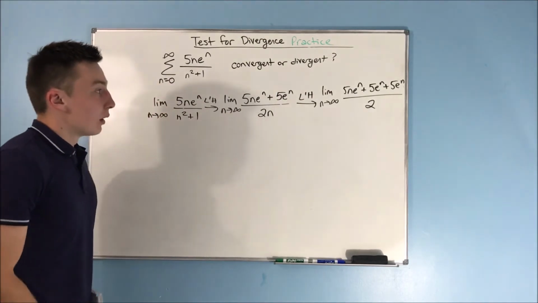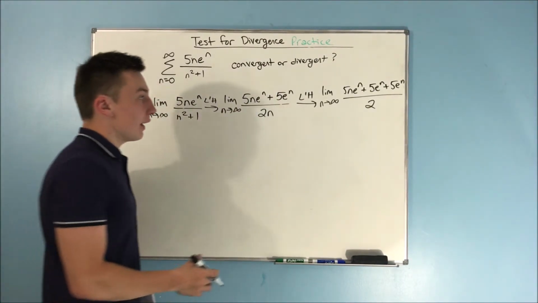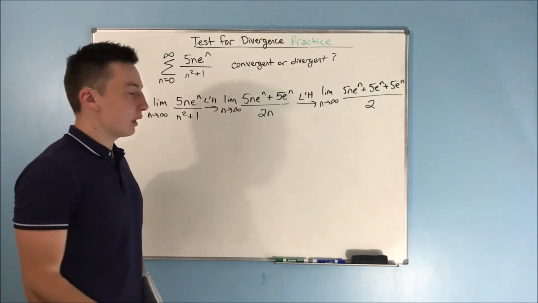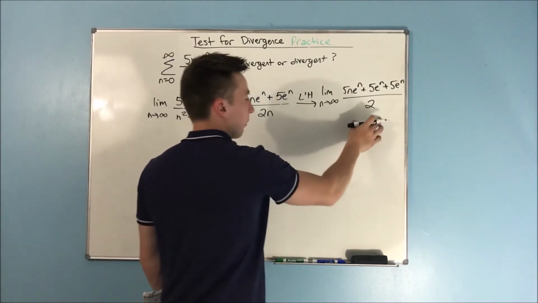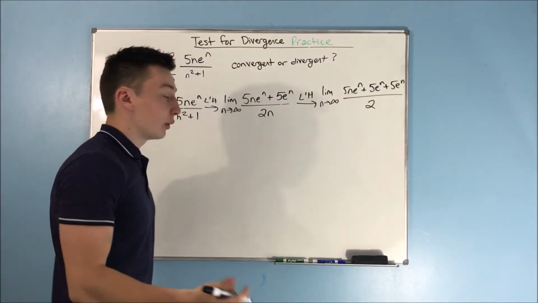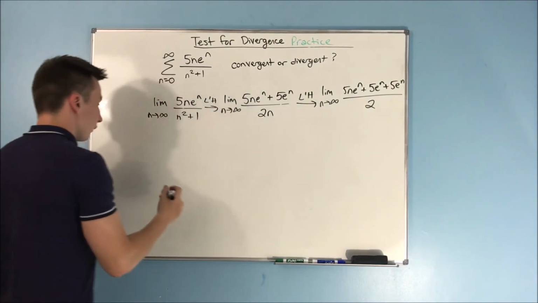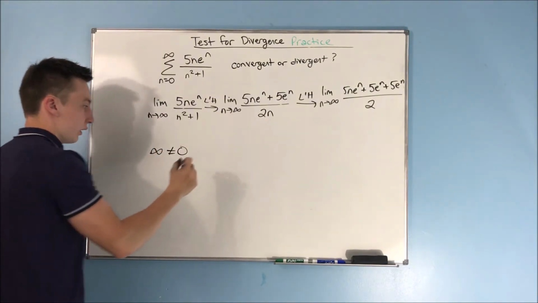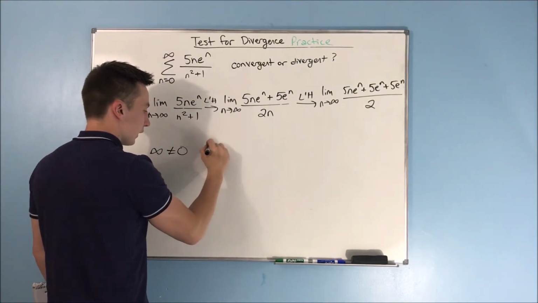Okay? So, you can see that this is obviously going to go to infinity, because we don't even have any n's on the bottom, and we have e to the n, we have n, of course, it's going to go to infinity. So, since infinity does not equal 0, we know that this diverges.